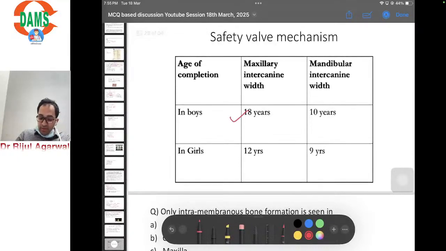Another way to define safety valve mechanism is that the maxillary intercanine width establishes later than the mandibular intercanine width so as to accommodate the late mandibular growth. To summarize, the maxillary bone growth finishes earlier. The mandibular bone growth finishes later, but the maxillary intercanine width adjusts so as to accommodate the late mandibular growth, or the maxillary intercanine width is established later than the mandibular intercanine width. And the ages at which they are established are mentioned here. In questions, they are asking about this in various forms, true false, definition wise. Safety valve mechanism is asked n number of times. I hope now this safety valve mechanism topic is clear.